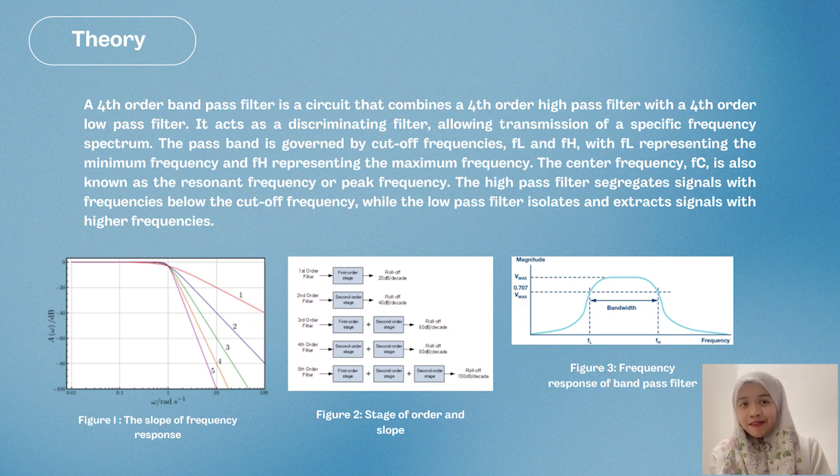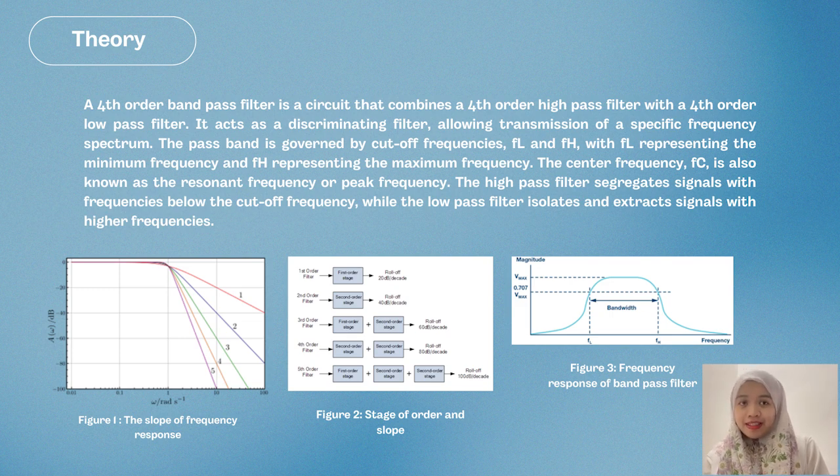The passband is governed by cut-off frequencies FL and FH. FL represents the minimum frequency and FH represents the maximum frequency. The center frequency FC is known as the resonant frequency or peak frequency.